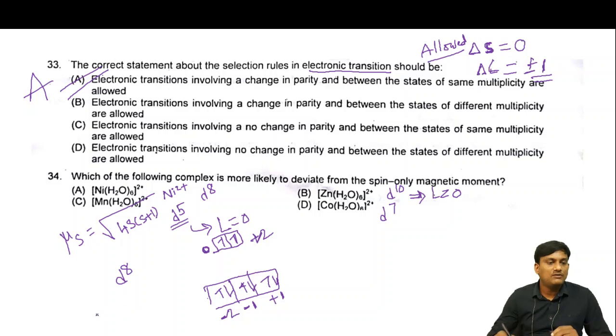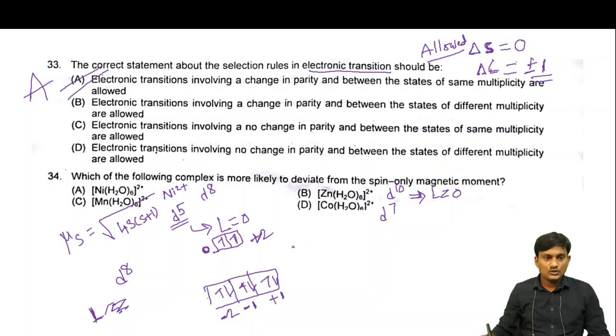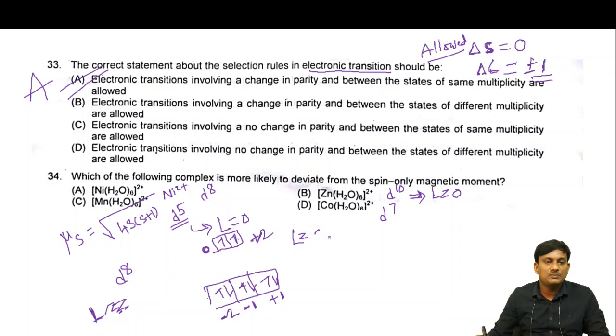Then what is the total L value for d8? Here 2 into -2 is -4, 2 into -1 is -2, and 2 into +1 is +2. Here there is a cancellation of -2 and +2. You have -4 plus 0 plus 2, so it will be -2. So L is equal to -2. If you take the absolute value, L is equal to 2 for the d8 electronic configuration.